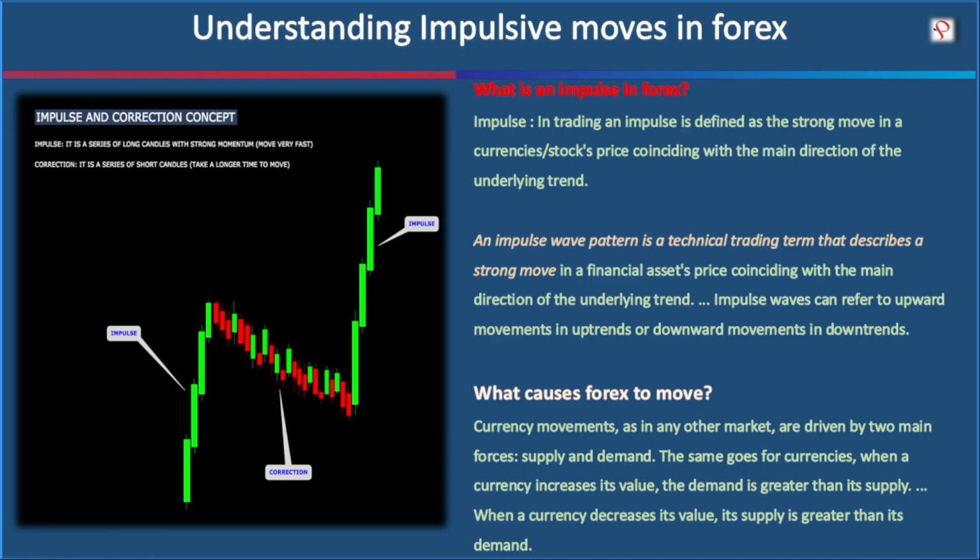What is an impulsive move in forex trading? In trading, an impulse is defined as the strong move in a currency's or stock price coinciding with the main direction of the underlying trend. An impulse wave pattern is a technical trading term that describes a strong move in a financial asset's price coinciding with the main direction of the underlying trend. Impulse waves can refer to upward movement in uptrends or downward movement in downtrends.